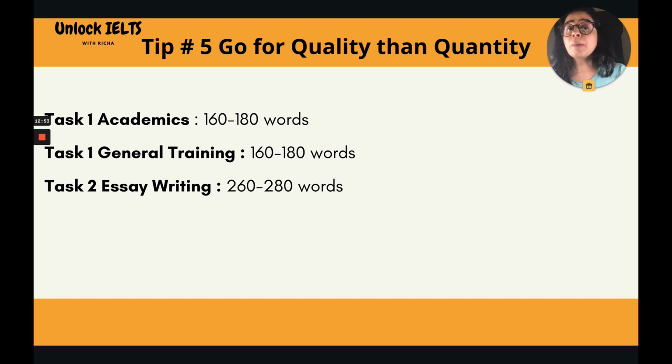Although there is no upper cap on the word limit which you should follow in both the tasks, the recommended word limit is healthy enough, which will give you enough time to plan your answer, write your answer, proofread your answer, and guarantee the desired band score in your IELTS writing section.